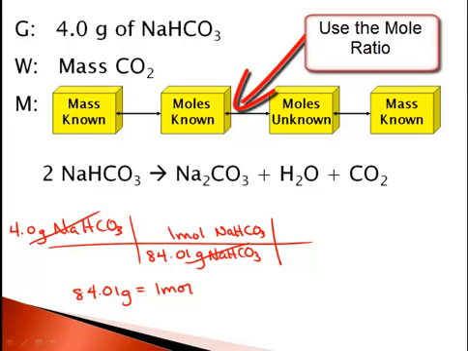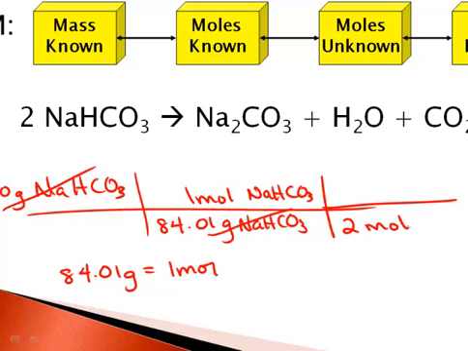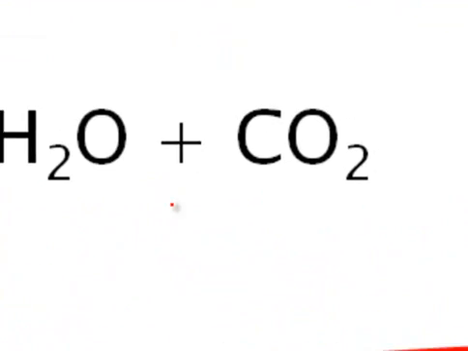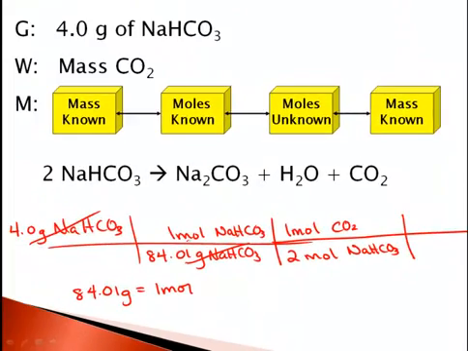So now we need to go from moles of NaHCO3 to moles of CO2. We see from our balanced equation that there are 2 moles of NaHCO3, so we'll put 2 moles of NaHCO3 on the bottom. And from our balanced equation, we see that there's 1 mole of CO2, so 1 mole of CO2 goes on top. Moles of NaHCO3 cancel out. And then we need to take the molar mass of carbon dioxide. The molar mass of carbon dioxide is 44.01 grams equals 1 mole. So I put 1 mole of CO2 on the bottom and 44.01 grams of CO2 on the top.